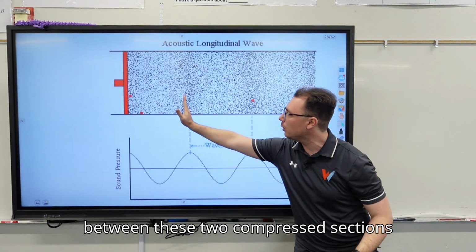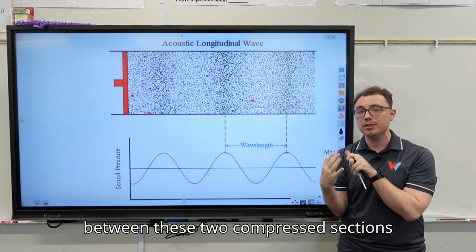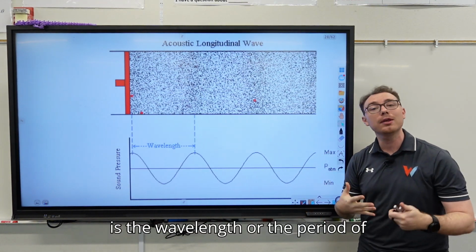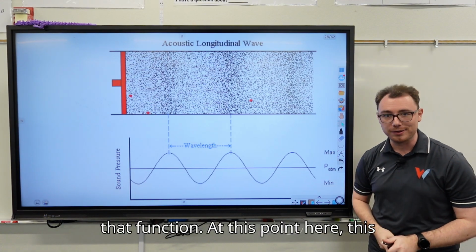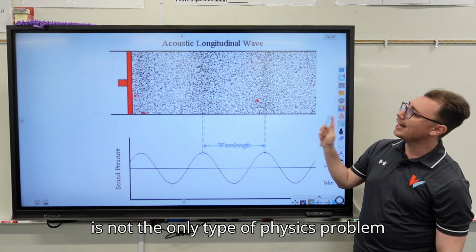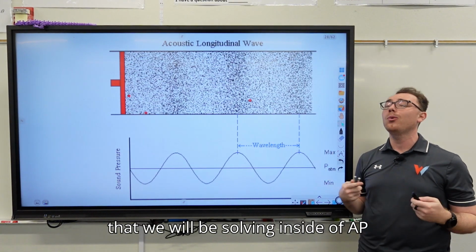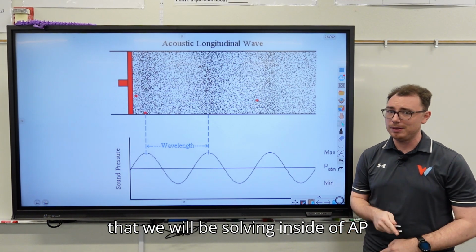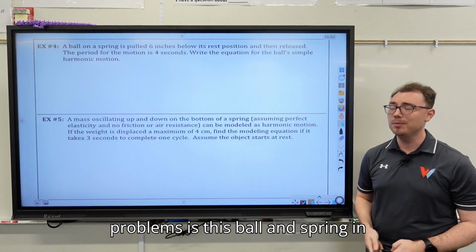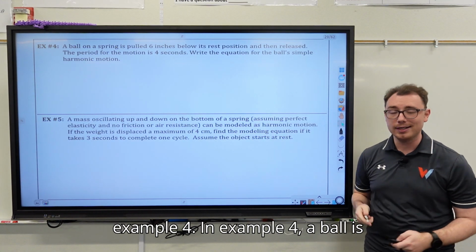The distance between these 2 compressed sections is the wavelength, or the period, of that function. At this point, this is not the only type of physics problem that we will be solving inside of AP Pre-Calculus. One of those types of problems is this ball and spring in example 4.